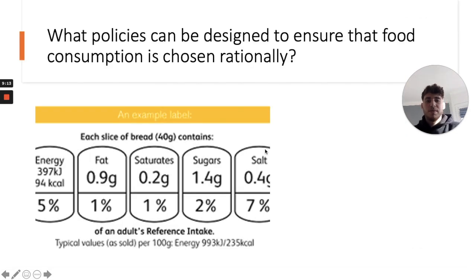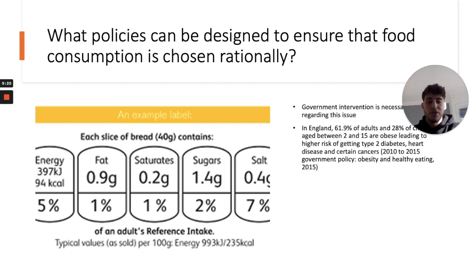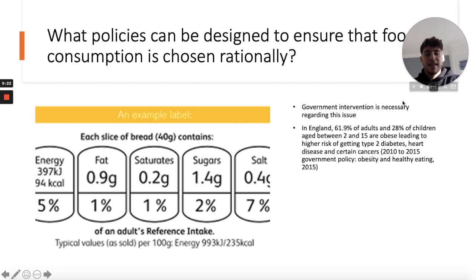So what policies can be designed to ensure that food consumption is chosen rationally and that people choose healthier food more than unhealthy food? Well, first of all, it's important to say that government intervention is necessary, as they have the power to enforce these rules. Because in England, 62% of adults and 28% of children are obese, leading to a higher risk of diseases like type 2 diabetes, heart disease, and specific cancers.